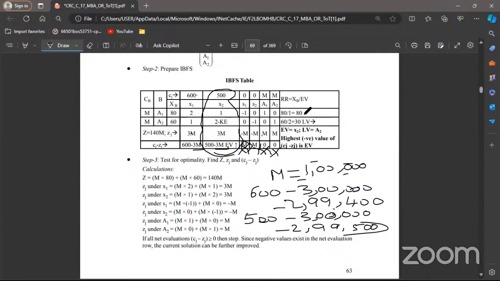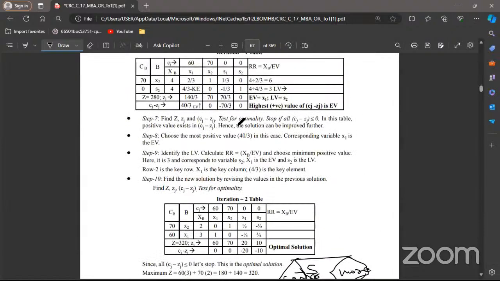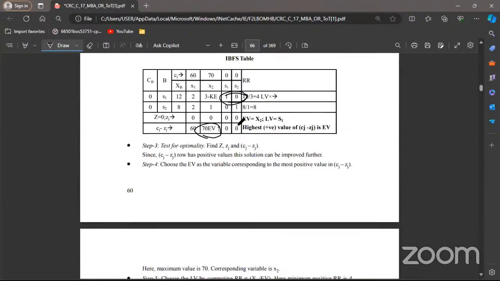For the key row, the criterion is the same: it is the least positive number. Out of 80 and 30, 30 is the least, so it becomes the leaving variable. The intersection of the key column and key row is the key element. Here it is 2. Again, the procedure remains the same. We have to find the new key row values and new non-key row values and enter them in the table. Everything remains the same. There are some highlights given in your study material to guide you better.